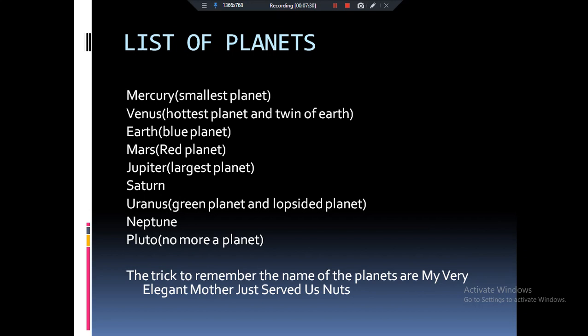The trick to remember these planets in order is: My Very Educated Mother Just Served Us Nuts. M for Mercury, V for Venus, E for Earth, M for Mars, J for Jupiter, S for Saturn, U for Uranus, and N for Neptune. My Very Educated Mother Just Served Us Nuts.